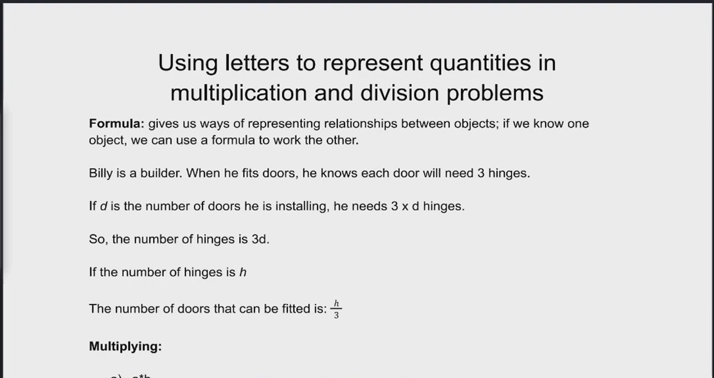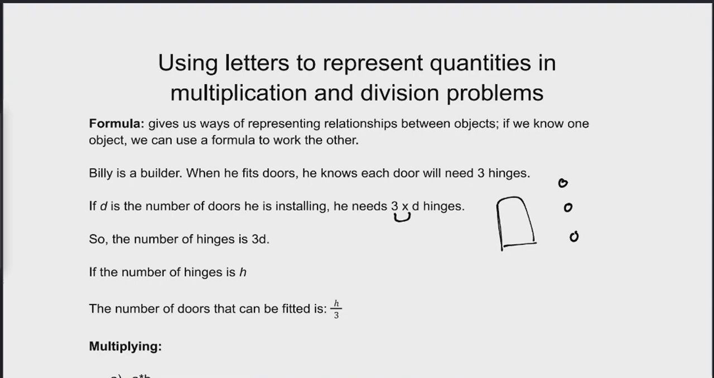So take this example. Billy is a builder. When he fits doors, he knows each door will have 3 hinges. So we have a door, we have 1 hinge, 2 hinges, 3 hinges. So if D is the number of doors he's installing, then he's going to need 3 times D hinges. If he's installing 3 doors, he's going to need 9 hinges because there's 3 hinges per door. And so this becomes 3 times D, but you can write 3 times D as simply 3D. So, that represents 3 times D.